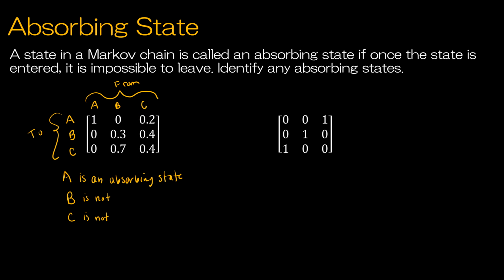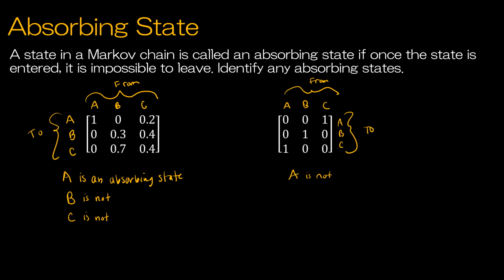Now, doing the same thing here from ABC to ABC, notice we have a lot of 1s, but that doesn't necessarily mean that you're going to have an absorbing state. So for instance, from A, there's a 100% chance that I'm going to go to C. That's not an absorbing state because I'm going to go from A to another state, from state A to state C. So A is not.